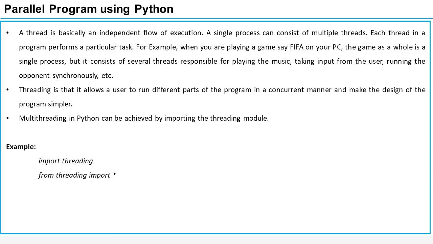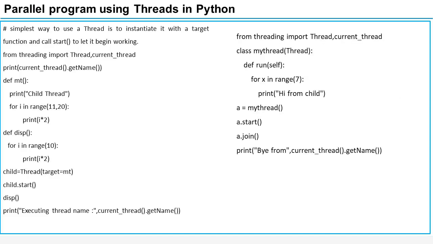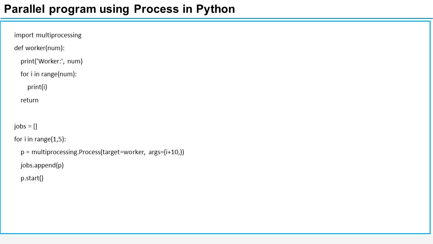Multi-threading in Python can be achieved by importing the threading module. You have an example to import. Then this is a sample program using threads in Python. Here, the simplest way to use a thread is to initiate it with a target. You can have a look over it.